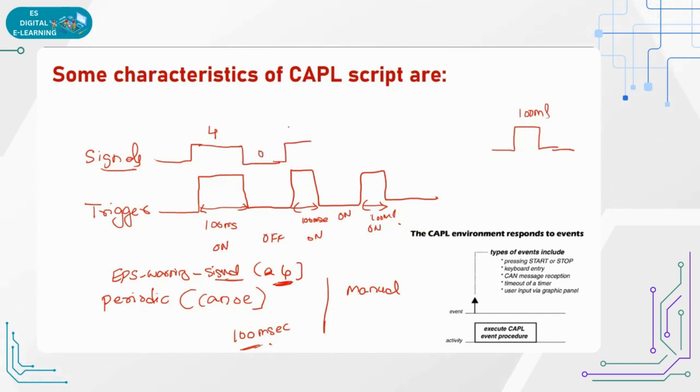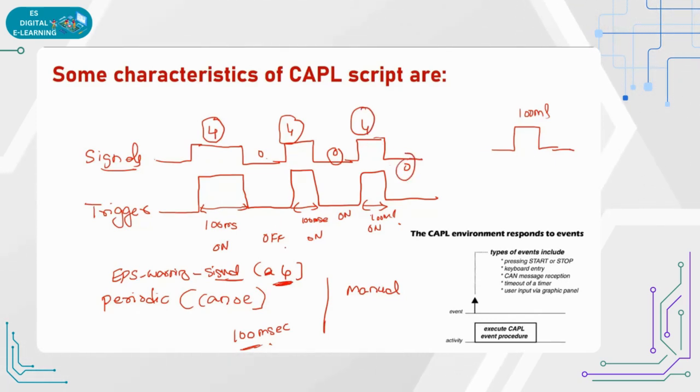Again, it will be 4. Again, it will be 0. Again, it will be 4. Again, it will be 0. So you're getting it, right? Every 100 milliseconds, the value comes as 4 and changes to 0, again 4 and 0, and again 4 and 0. You can draw it. This is very important. You cannot get it anywhere else. So this is the signal value and the triggering.